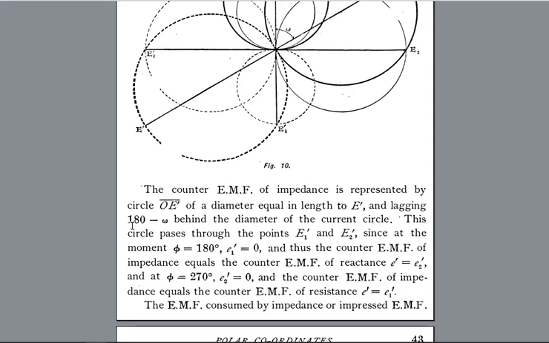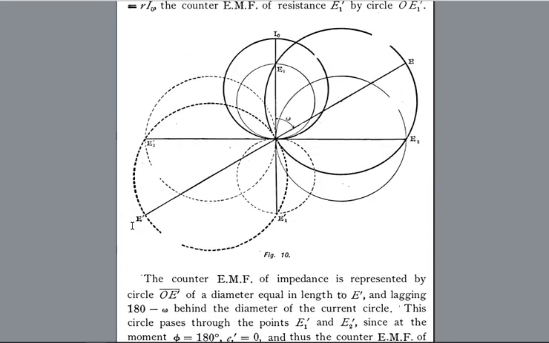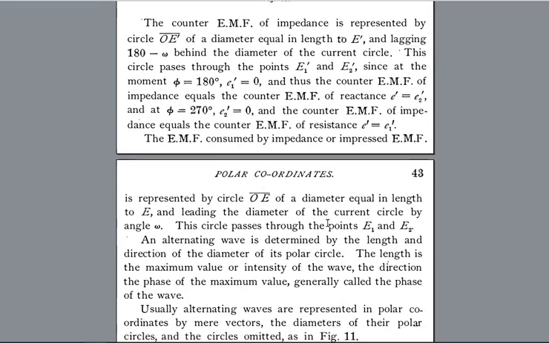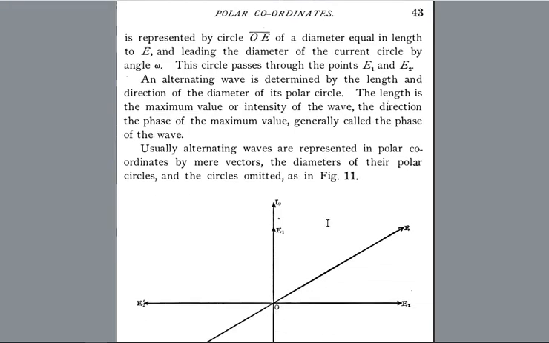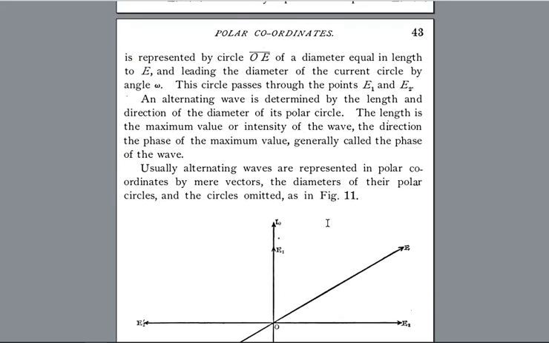The electromotive force consumed by impedance, or impressed electromotive force, is represented by circle OE of a diameter equal in length to E, and leading the diameter of the current circle by angle omega. This circle passes through the points E1 and E2. An alternating wave is determined by the length and direction of the diameter of its polar circle. The length is the maximum value or intensity of the wave, the direction the phase of the maximum value, generally called the phase of the wave.